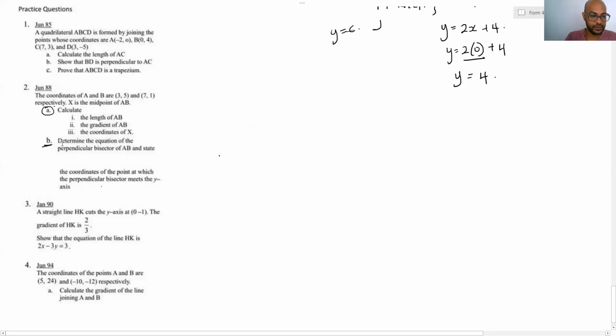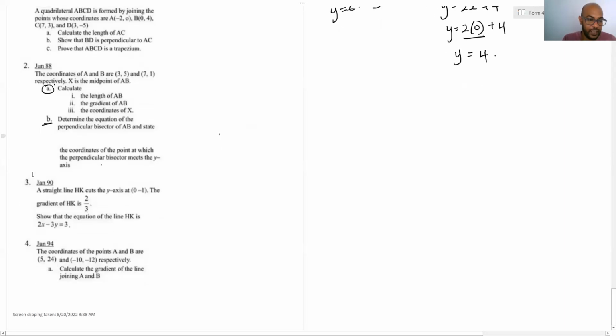Let me correct it. Number 3, the straight line HK cuts the y-axis at 0, -1. Right, what happens at the y-axis? The y-axis is where x is 0. Right, this is our y-intercept we're talking about here. Right, y-intercept is when x is 0. The gradient of HK is 2/3. Show that the equation of the line HK is this.